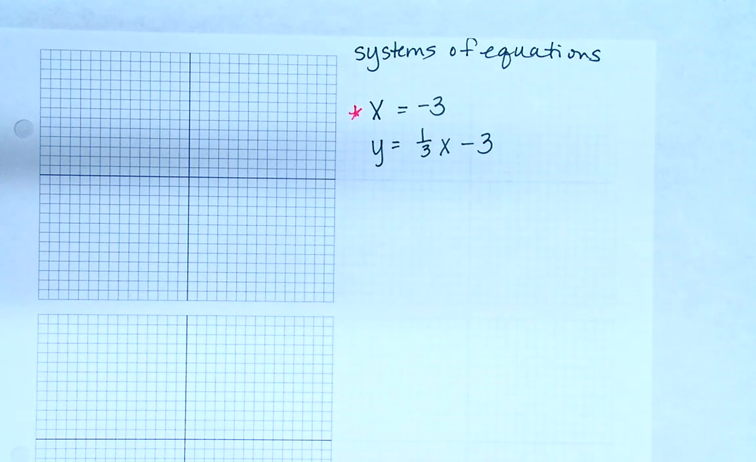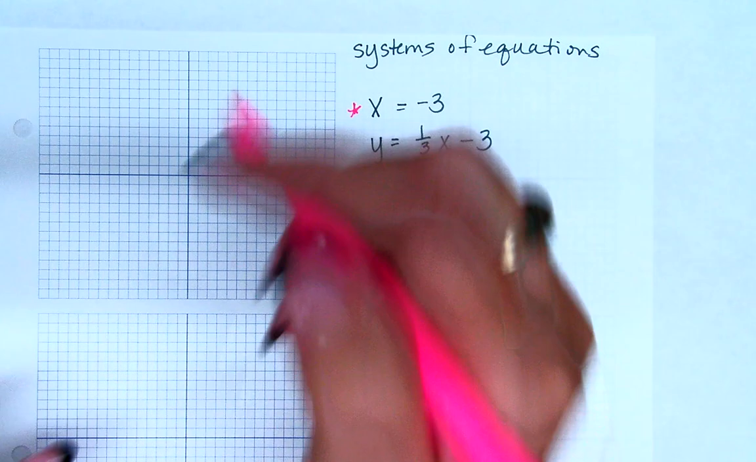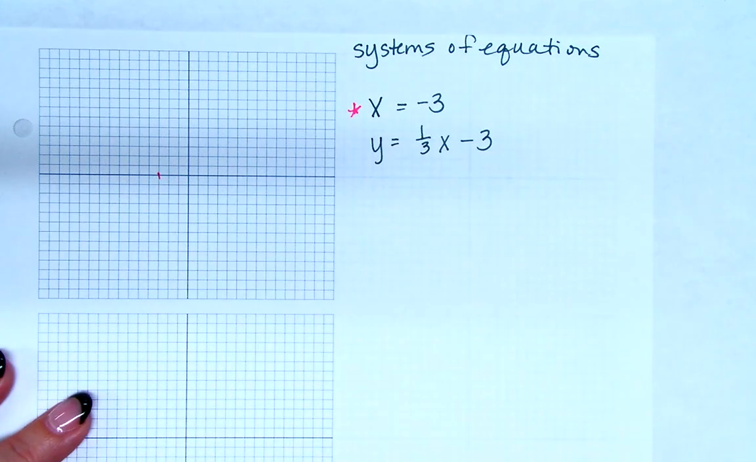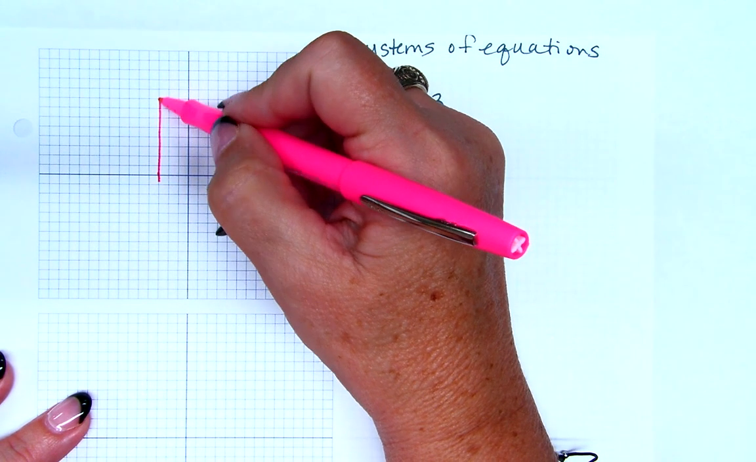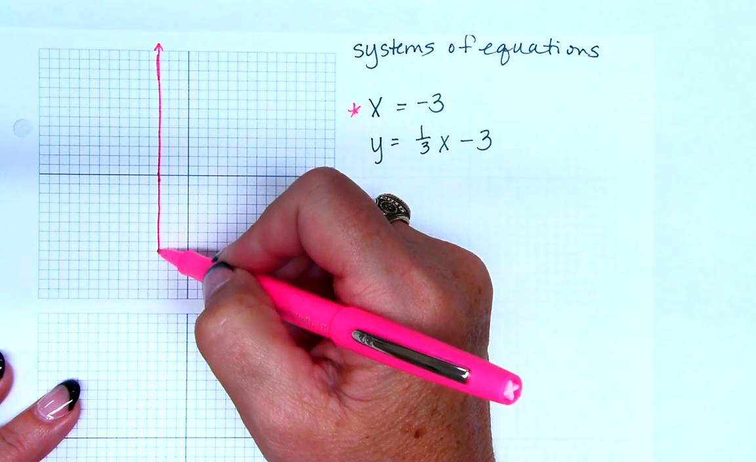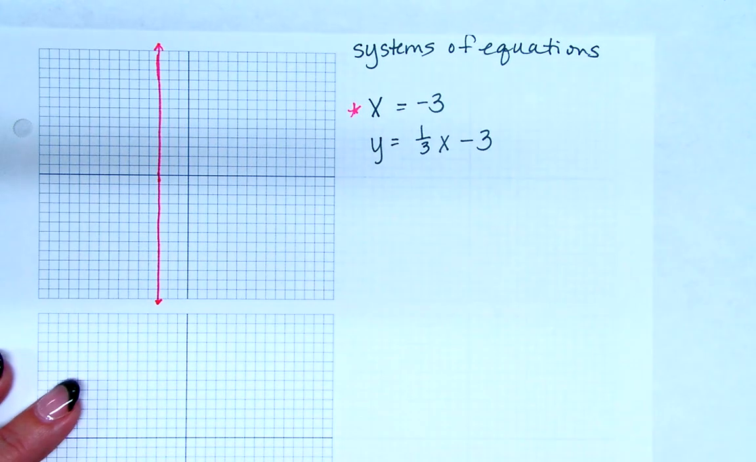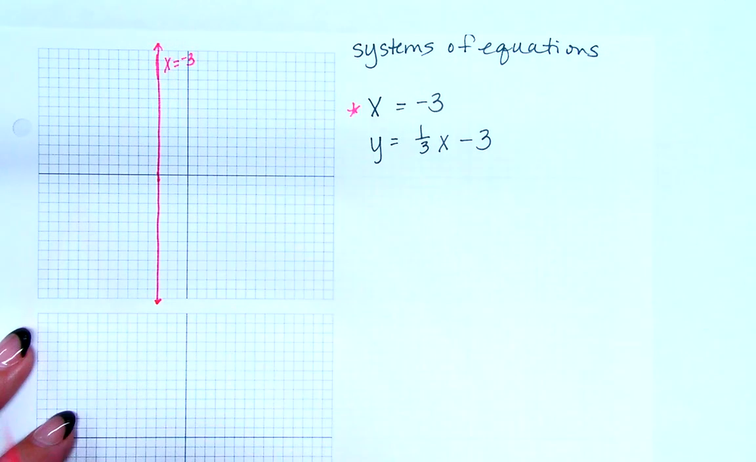How do I graph the line x equals -3? Exactly, right? If there's only one variable, it's telling me which axis it's crossing and where it's crossing that axis, right? So this is crossing the x-axis at -3. So what kind of line is it? Which is also called a vertical line, right? Isn't that the line x equals -3? Yes, ma'am. Okay.